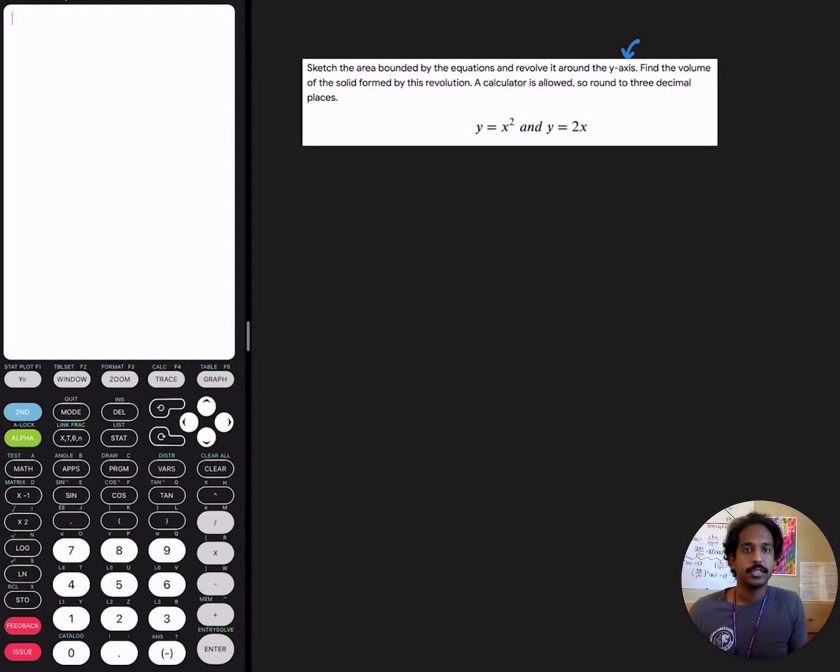And so we're going to want to rewrite both of these equations in terms of y instead of in terms of x. So this one, y equals x squared, I'll square root both sides, and so I'll get the positive or negative square root of y equals x. And then here, divide by 2 on both sides, we'll get y over 2 equals x. Just so we have those equations so we know what we're looking at. The next thing we're going to want to do is draw this out just to know what situation is happening. So I'm going to do that here.